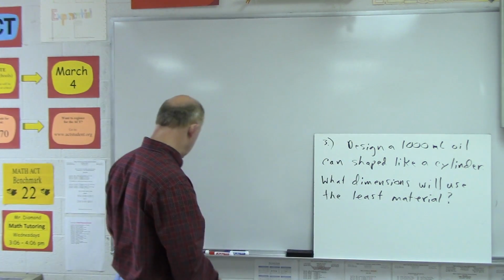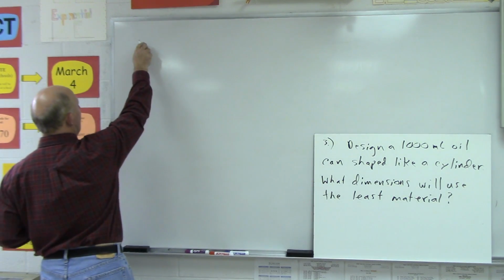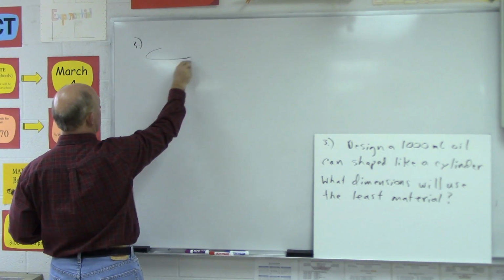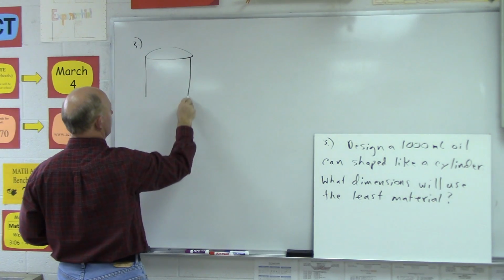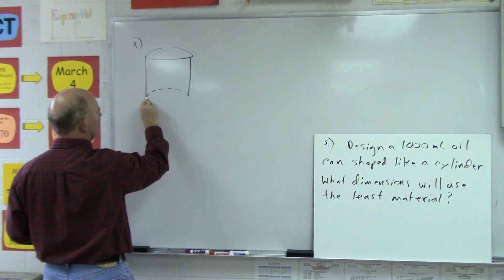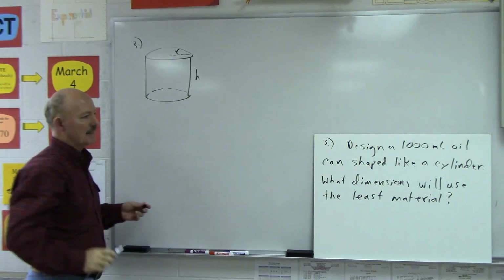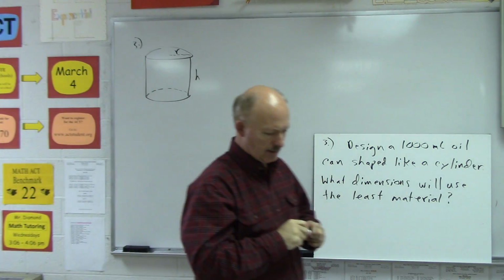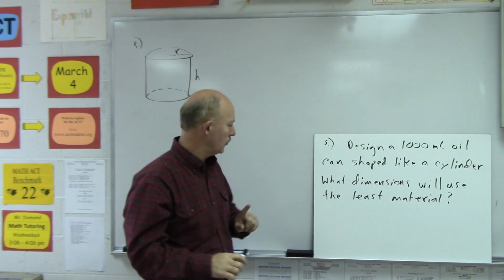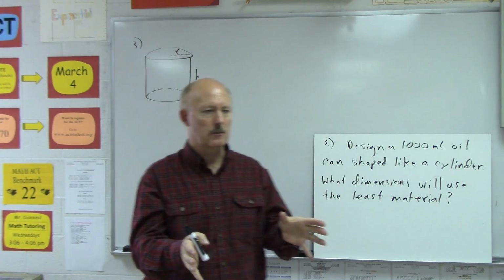Okay, so this time, let's start off with a diagram, all right? Start off with a diagram, talk about a can. Here's our can. That'll be the radius, that's the height of the can. It says, what dimensions will use the least material?